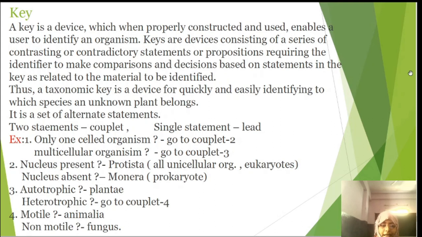Before going to the example, a key always has two statements. Two statements present in a single key are called a couplet, whereas a single statement is called a lead. Okay, two statements are called a couplet, a single statement is called a lead. So for example, you have found a single organism and you don't know what it is. If the organism is a one-celled organism, then you need to go to couplet number 2.